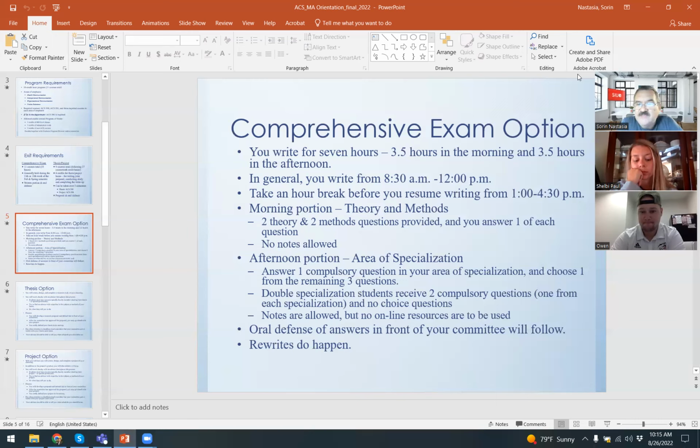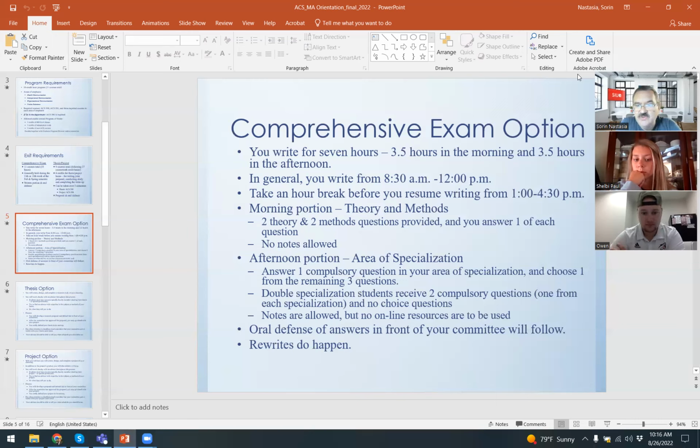Afternoon portion, area of specialization: answer 1 compulsory question in your area of specialization and choose 1 from the remaining 3 questions. So you will be given some options. You can go and ask for advice beforehand from your former professors from the courses that you took in the specialization that you chose, and ask them, hey, what kind of things should I revise? But they cannot tell you exactly what the questions will be, right? So general areas, general topics that you will have to revise from certain courses that you took.